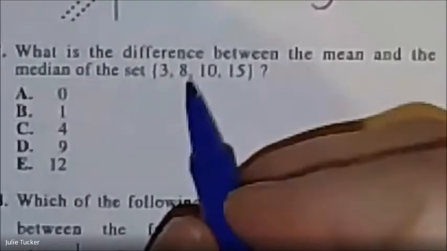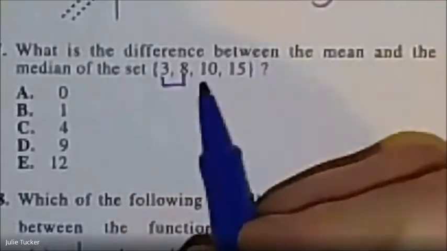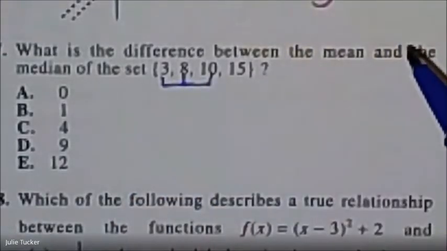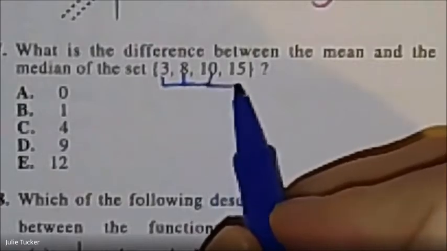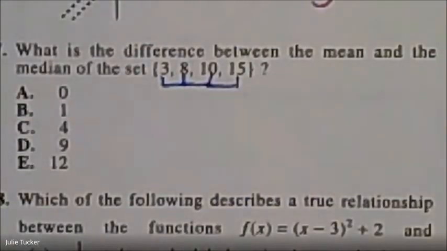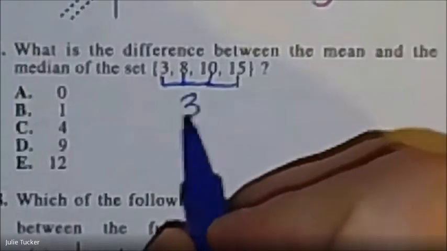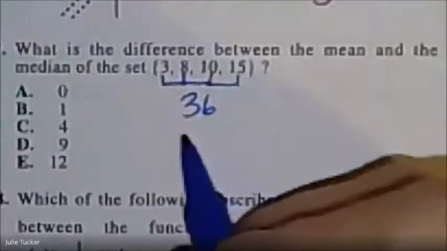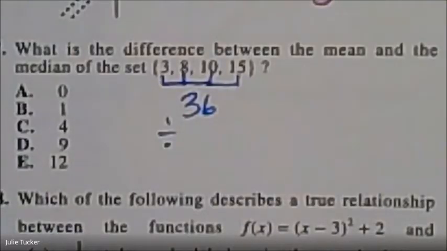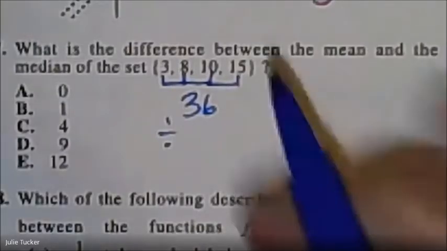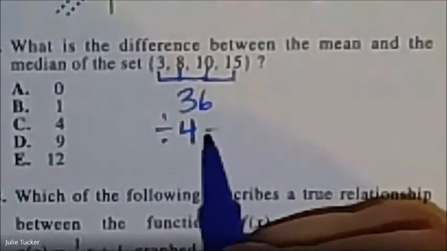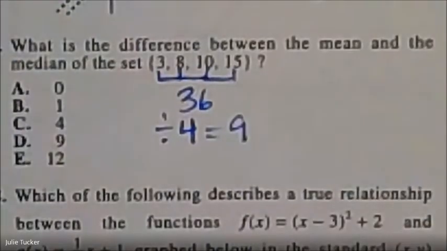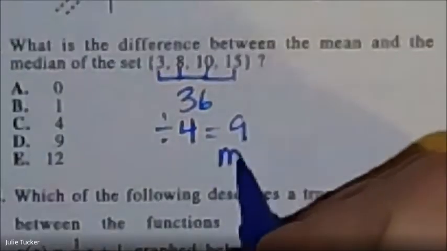Good. So we're going to go 3 plus 8 is 11, plus 10 is 21, plus 15 is 36 altogether. What am I going to do now? Not 2. You have to divide by how many is in the list. By 4. So then that gives you 9. So the mean is 9.